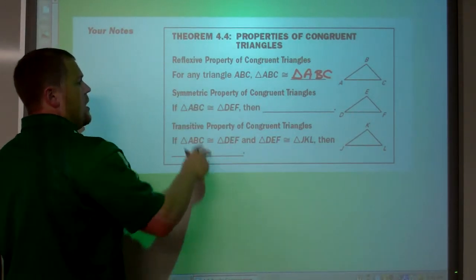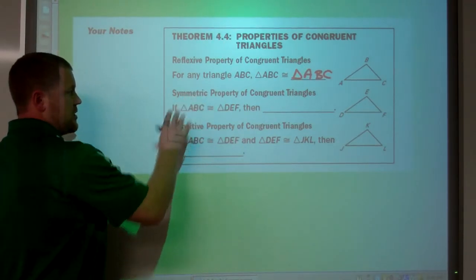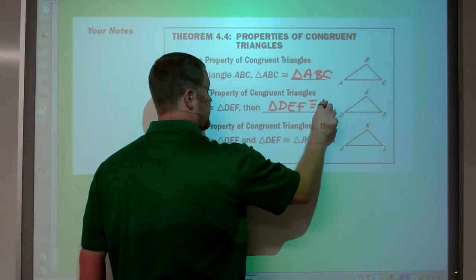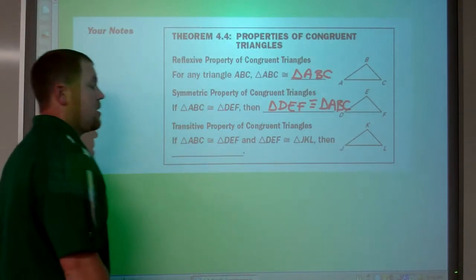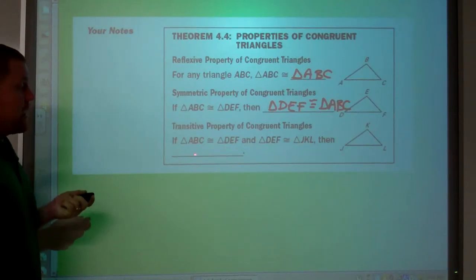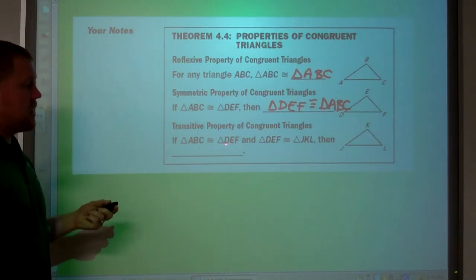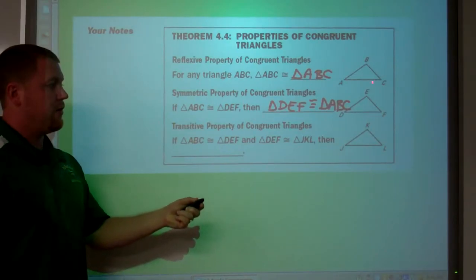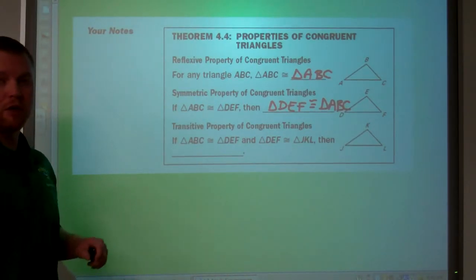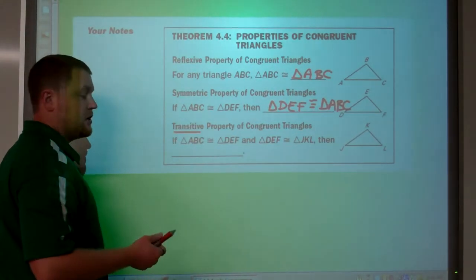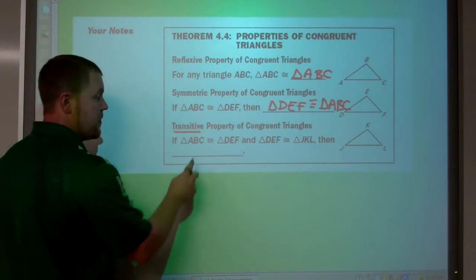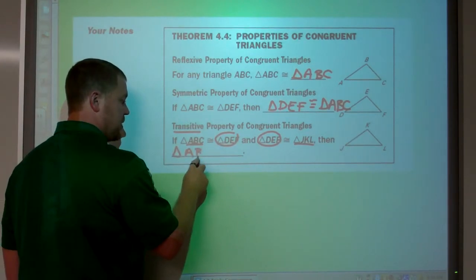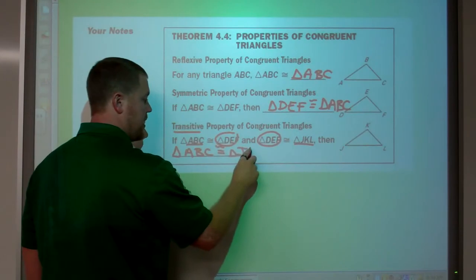Symmetric. If triangle ABC is congruent to triangle DEF, using the symmetric property, that means we can switch it. Triangle DEF is congruent to triangle ABC. Okay, symmetric means you can switch it. And lastly, transitive. If triangle ABC is congruent to triangle DEF, those two triangles are congruent. And triangle DEF is congruent to triangle JKL. Those two triangles are congruent. Okay, what can we conclude? Again, transitive has not changed from when we talked about segments, angles, and now to triangles. Two different things congruent to the same thing, therefore they are congruent to each other. Triangle ABC is congruent to triangle JKL.